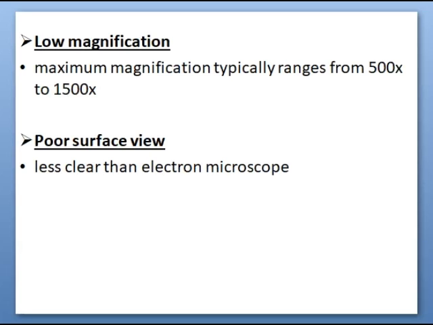limitation is low magnification. This we had already discussed. Maximum magnification typically ranges from 500x to 1500x. So this 500x as well as 1500x is dependent on both the lenses, that is the objective lens as well as the eyepiece. Poor surface view, because we cannot see the intricate parts clearly because of lower magnification. The surface view is also lower.